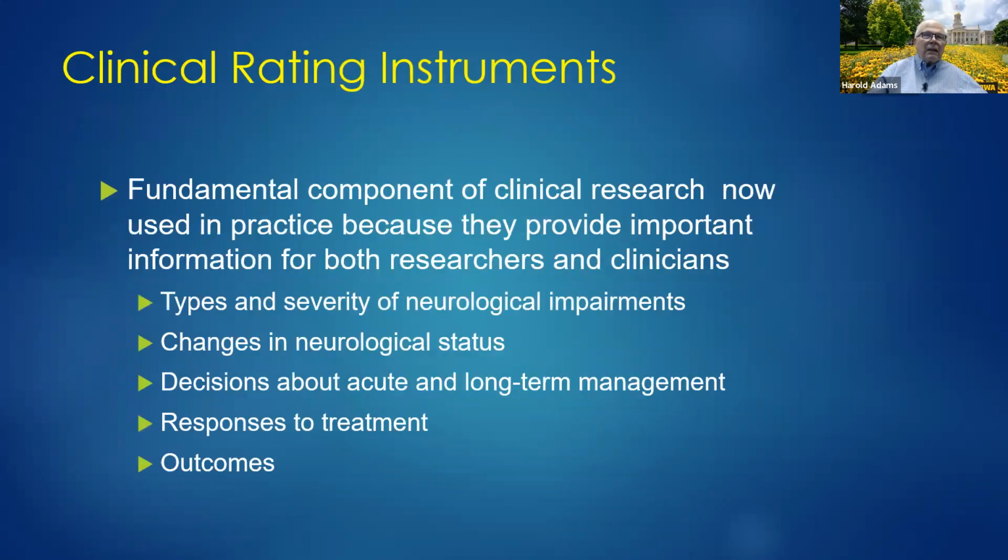Now, clinical, as I've said, the clinical rating instruments are now being used in practice because we have found that the information is important for both researchers and clinicians. Some of the indications are, for example, the NIH stroke scale being used in emergency departments and national guidelines. They can be used to determine changes in neurological status. The Kurtzke scale for multiple sclerosis would be an example. It will influence acute and long-term management decisions.